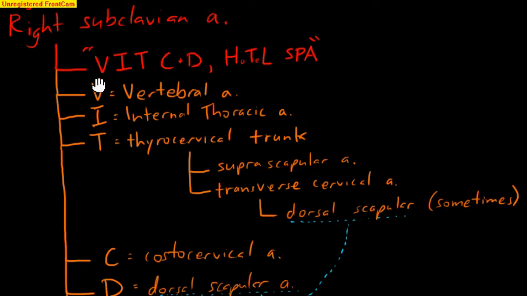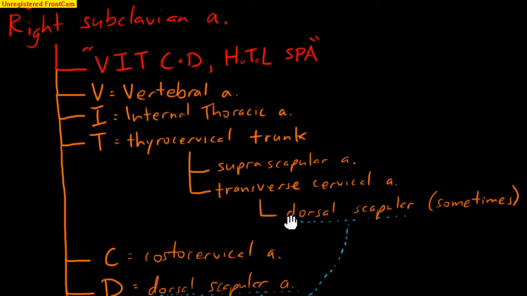And a way to remember the main branches is to think of vitamin C and D, hotel, spa. So VITCD, HTL, SPA. So vitamin C and D, we're going to start with vertebral artery. That's going to be the first branch off the subclavian. Then comes the internal thoracic. T stands for the thyrocervical trunk, off of which will come your suprascapular artery and your transverse cervical artery.